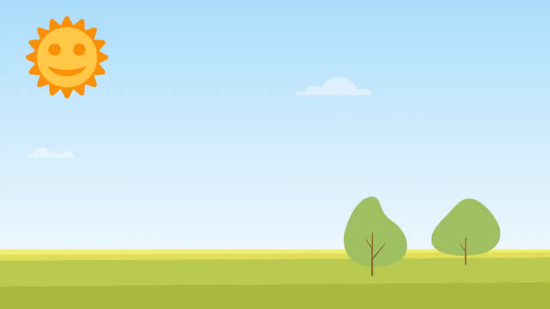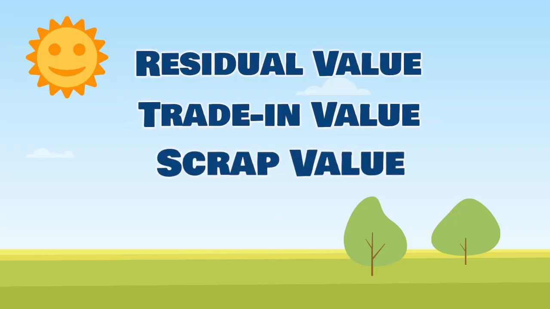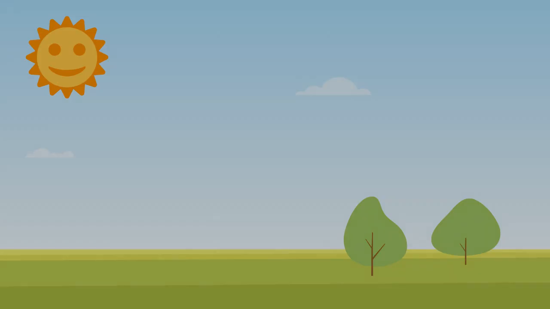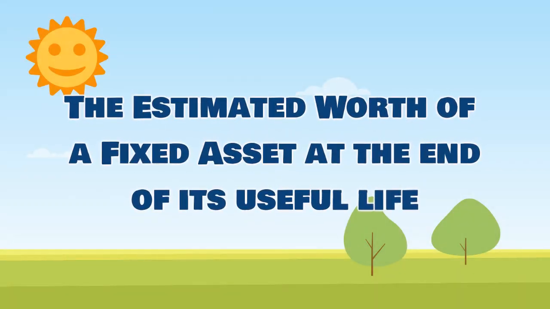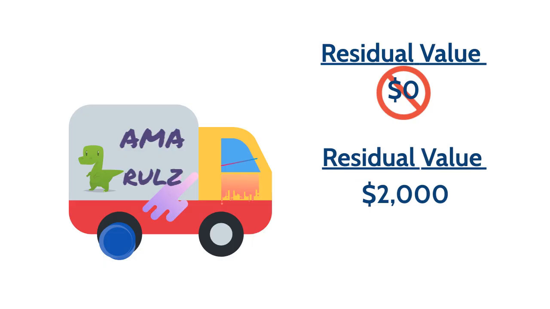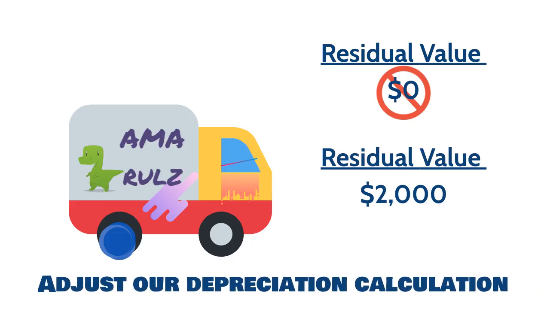Let's rewind a little bit. There's one item that I mentioned earlier that needs a bit more explanation: residual value. Residual value can be called several different names, including trade-in value, scrap value, or salvage value. They all mean the same thing: the estimated worth of a fixed asset at the end of its useful life. In our earlier example, we said that our truck didn't have a residual value, but if we changed our mind about that, then we would just adjust our depreciation calculation accordingly.